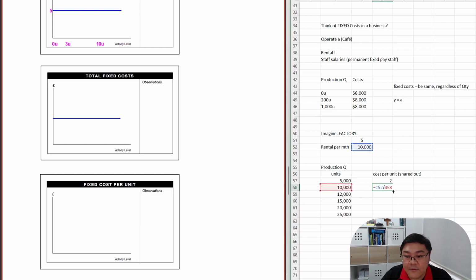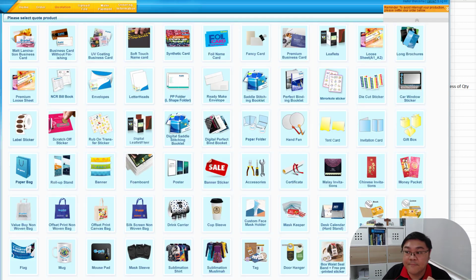I'm going to freeze the value, and I will just drag so that it autofills. You notice by making 5,000 units, the share of the cost is actually $2. But by making 25,000 units, the share of the cost is only 40 cents. All this is actually very important when it comes to cost management or even pricing.